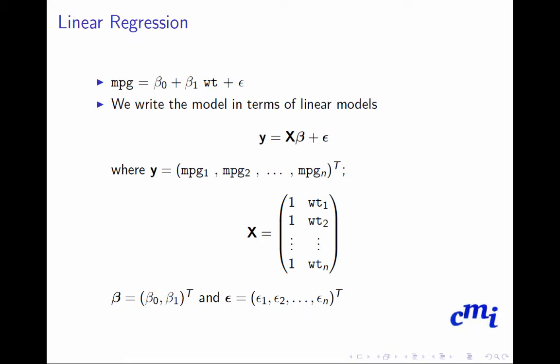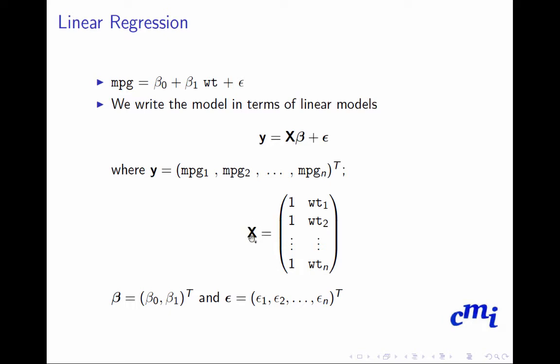So how do we fit this model? We will put it into a structural matrix notation format. So this is my model: MPG equals beta naught plus beta 1 WT plus epsilon. We write the model in terms of linear models, or in matrix notation, y equals X beta plus epsilon, where y is mpg1, mpg2, up to mpgn, that is the first sample in the data set, second sample of the data set, and nth sample of the data set.